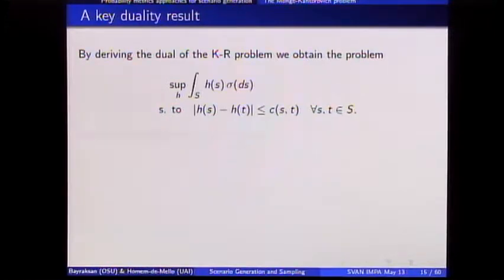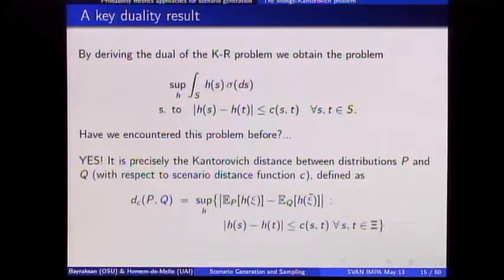So, have you seen this problem before? A few slides before, long ago. Remember, what was this problem? This was exactly what we had called the Kantorovich distance, which was the supremum over the difference of expected values for all Lipschitz functions, with that h function being just the Lipschitz of order 1. This was exactly what we call the Kantorovich problem.